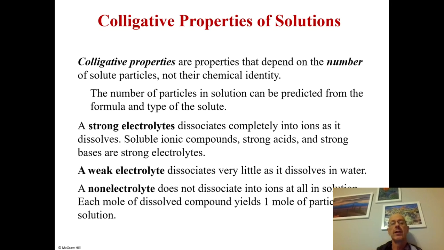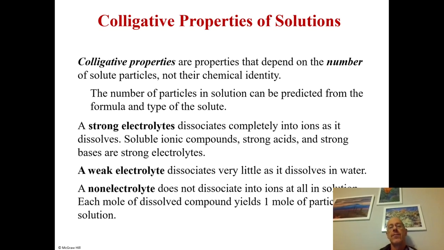As we study this, we're going to look primarily at strong electrolytes and non-electrolytes. Strong electrolytes are ones that dissociate completely into ions, and these include soluble ionic compounds, strong acids, and strong bases. Weak electrolytes are generally the weak acids and the weak bases. And we'll defer study on those to a later chapter this semester. And then non-electrolytes like methanol don't dissociate at all. They do dissolve, but the number of particles is equal to the number of moles dissolved.